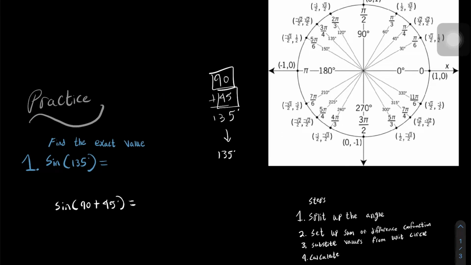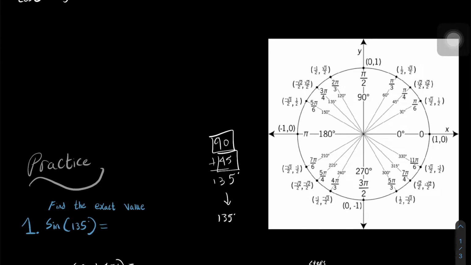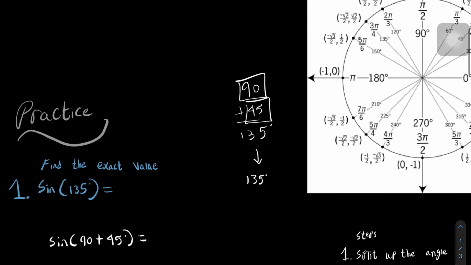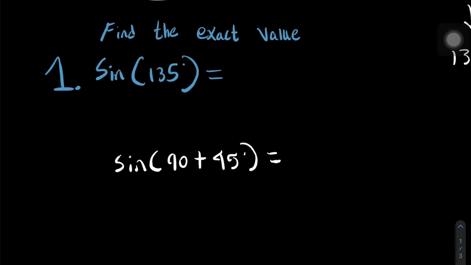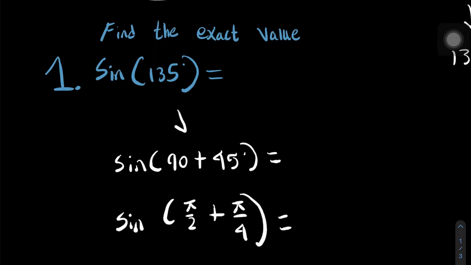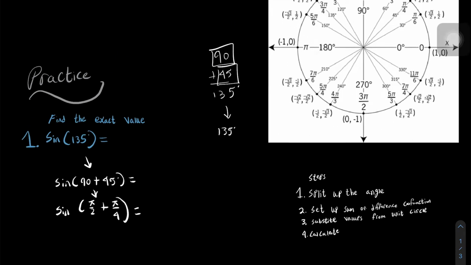Now we want to deal with radians, so let's convert these angles into radians. Looking at the unit circle, when it's 90 degrees, what's the radian? For 90, it's pi over 2. And for 45 degrees, it's pi over 4. So we'll substitute those values in. We're going to add the sine at the beginning, close off the parentheses, and set it equal. So this is our first step done.